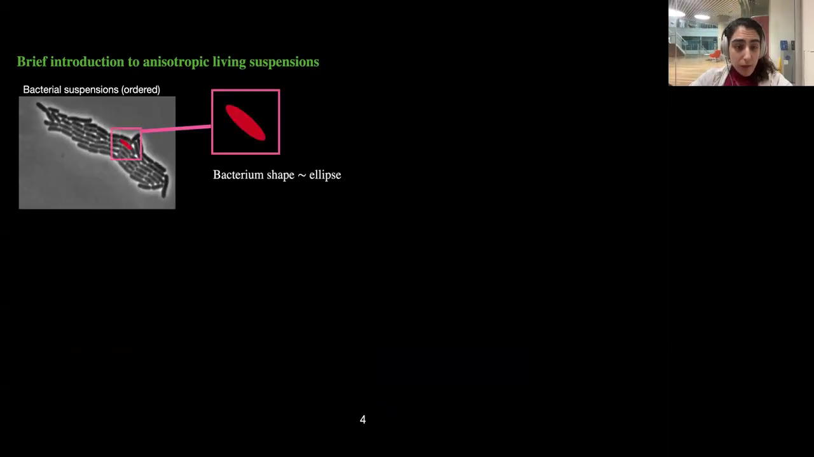Just a brief introduction about the first part of the talk, which is going to be about active nematics. This is a bacterial system. It's a bacterial suspension, and the individual units, each of them is a bacterium. So if we pick a unit in this system, the shape and geometry of this unit has a shape of an ellipse. So it's like a two-headed arrow. We call it nematic because it has a nematic symmetry in the shape.